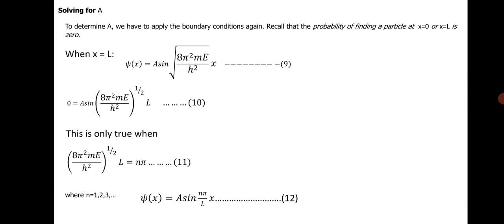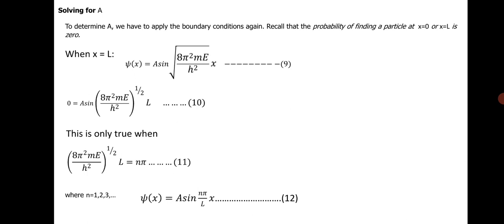Therefore 0 is equal to A sine square root of 8 pi square m e by h square into L. So you can see that equation 10 is true only when (8 pi square m e by h square) to the power half into L is equal to n pi. Okay, so what happens to equation 9? Now square root of 8 pi square m e by h square into L is equal to n pi, right?